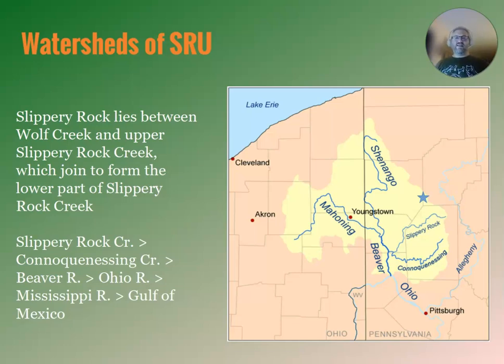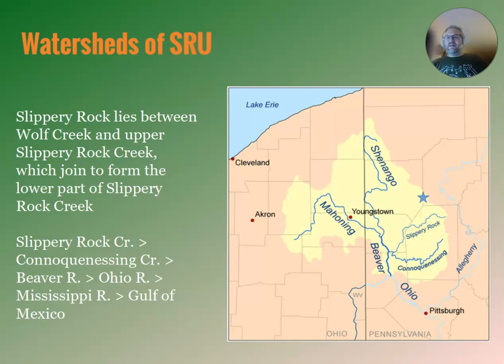So any water that falls within the yellow area on that map eventually makes its way down to the mouth of the Beaver River, and from there into the Ohio River, which flows eventually into the Mississippi River near Cairo, Illinois. And then the Mississippi River flows out into the Gulf of Mexico near New Orleans. So if you were to pour some water on the ground outside one of our buildings at SRU, that water would eventually make its way down to New Orleans. It would flow into one tributary, into another, and eventually out through the mouth of the Mississippi River.